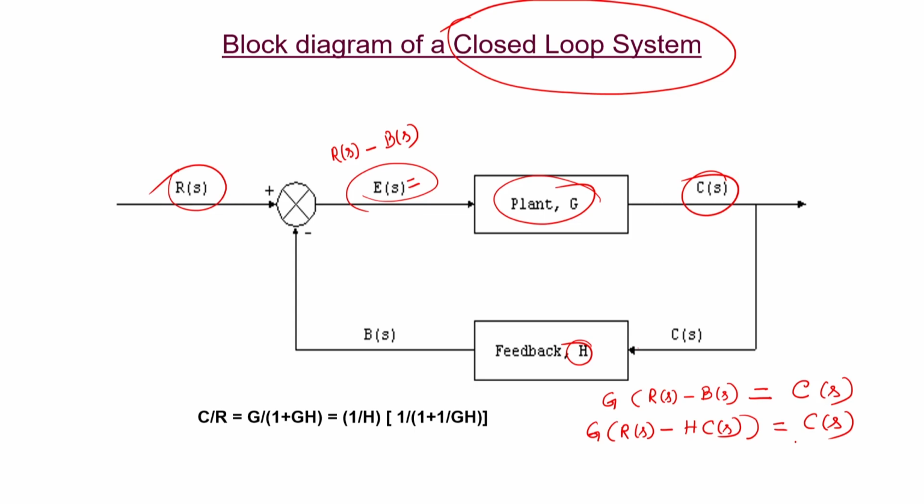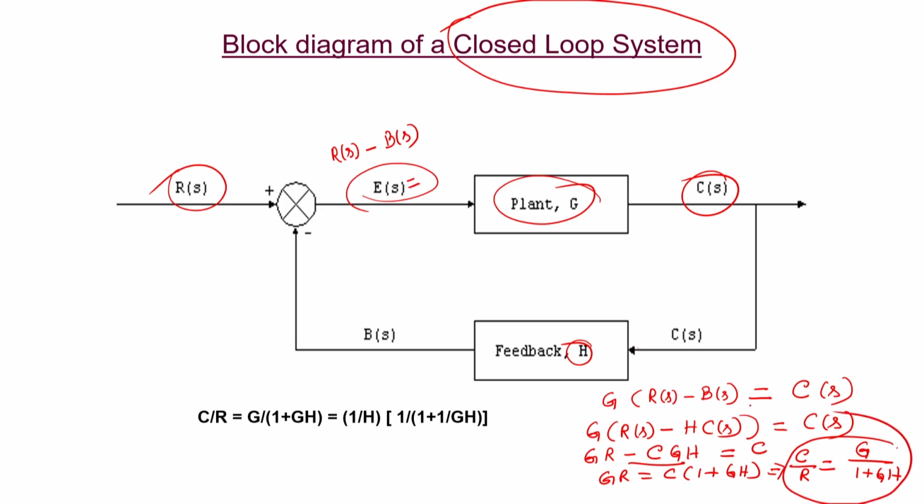Now, from this, can I get a simplified relationship between C(S) and R(S)? Well, let us try. You can see here, I can write it as G R minus C G H equals C. In other words, G R equals C times (1 plus G H). If I take this term to the other side, I can directly write that C over R is nothing but G over (1 plus G H). That is the closed loop transfer function that I am trying to write here.